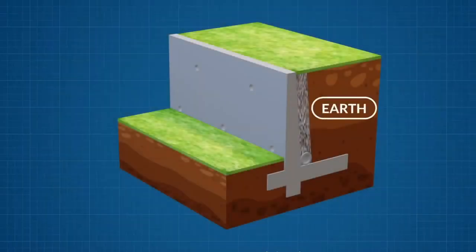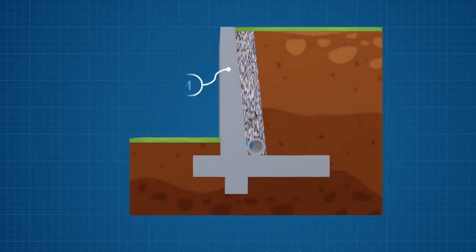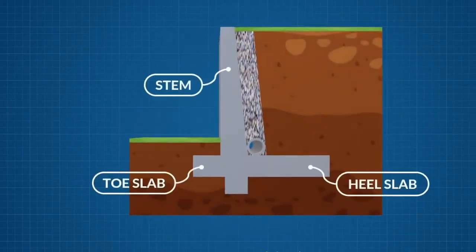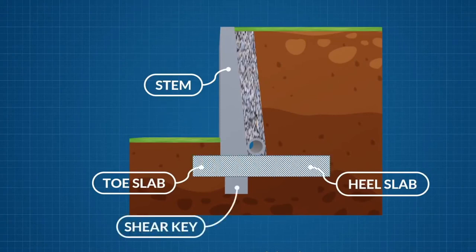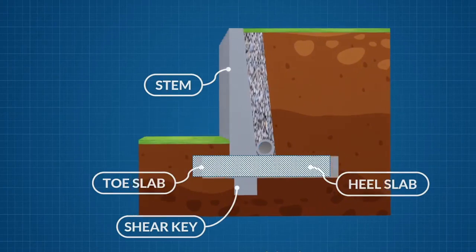Excavations and retaining walls are used to support earth and create a cavity below the natural ground level. Coming in a wide range of shapes, sizes and materials, retaining walls can include three components: the stem, the toe, the heel slab. Some walls may also include a shear key to resist sliding.